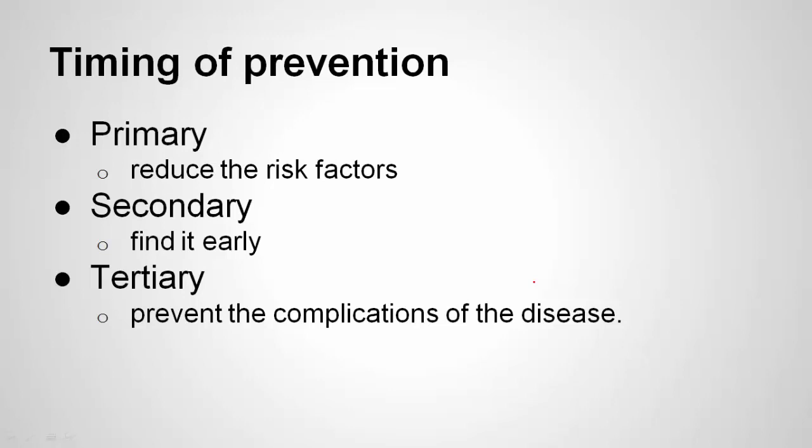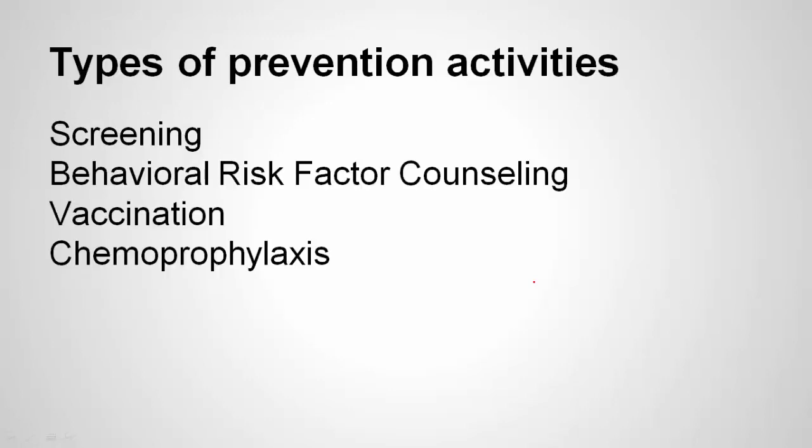Secondary, this would be where screening happens. So screening is mostly secondary prevention, where you find it in an early asymptomatic state. People don't know that they're sick at all or have cancer. You find it before that happens. And tertiary would be once you have lung cancer, ways to prevent complications, and we'll get to examples of that. Remember, the types of prevention activities, so the actual things that we can do, include screening, behavioral risk factor counseling, vaccination, and chemoprophylaxis.